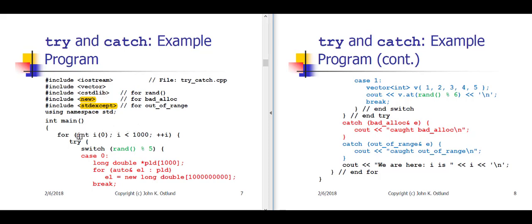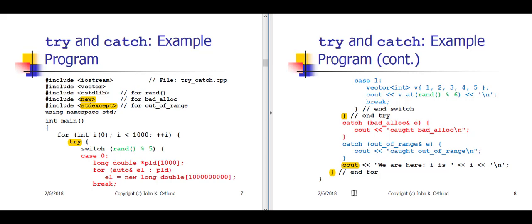Okay, so in main, we have a for loop that's going to go for 1,000 iterations, and inside the for loop we have a try block. The try block starts just as we enter the for loop for the current iteration, and the try block ends at this point here on slide 8, and we have two catch blocks following the try block, and below the catch blocks we have a cout statement and the curly brace that concludes the for loop. Alright, so let's see what this program is doing here.